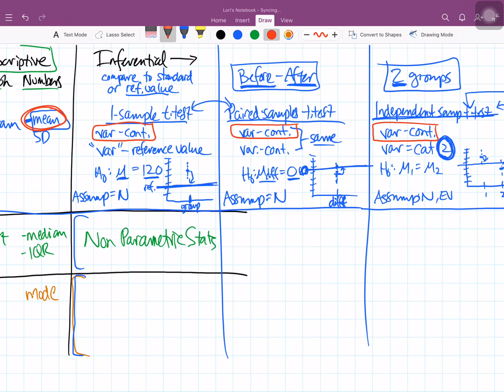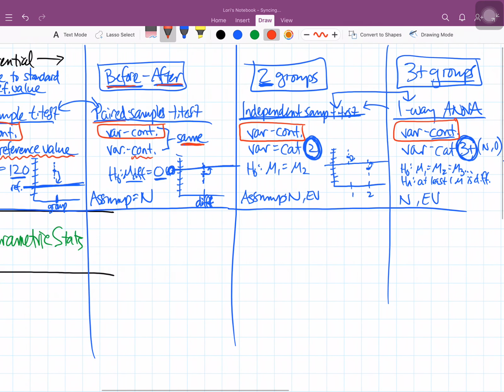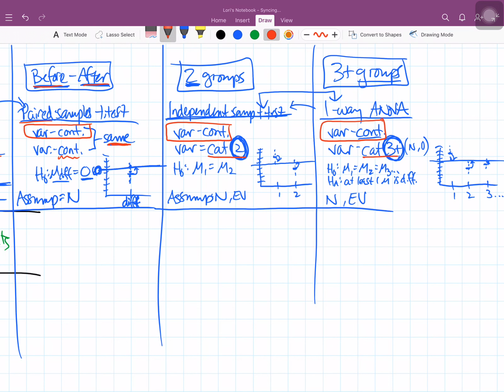So for a one sample t-test, the other variable is a reference value. For a paired samples t-test, our other variable is the same variable measured under a different testing scenario, either before and after, or given that you're doing something different. Independent samples t-test, we have basically a dichotomous variable here, a nominal variable with only two categories. And with the OneWay ANOVA, my other variable is a categorical variable with three categories or more. And so that's the way you're going to be able to tell the difference.